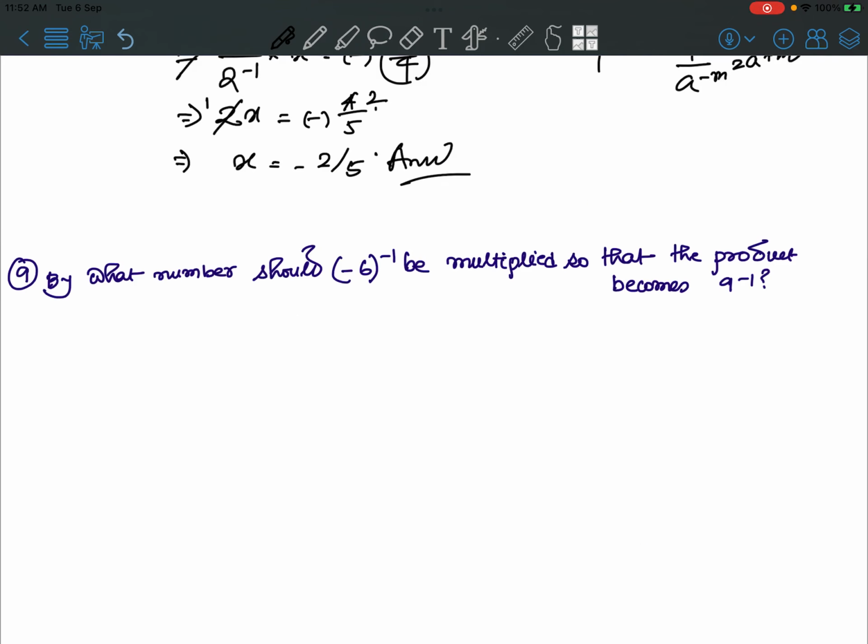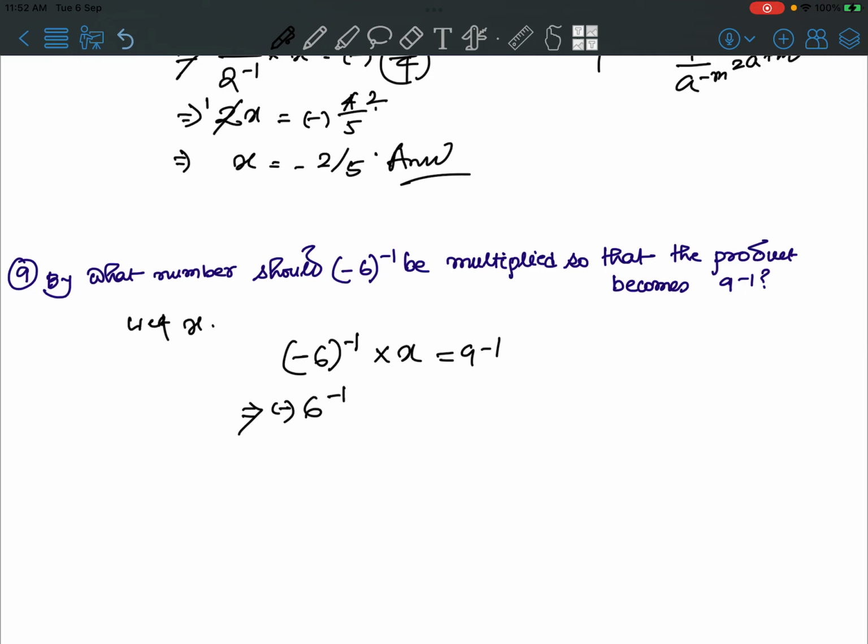Now the next problem is, by what number should minus of 2 to the power minus 1 be multiplied so that the product becomes 9 to the power minus 1? Again the same way, let the number be x. So we can write it as minus of 6 to the power minus 1 into x equals 9 to the power minus 1. As the power is odd, the minus will come out of the bracket.